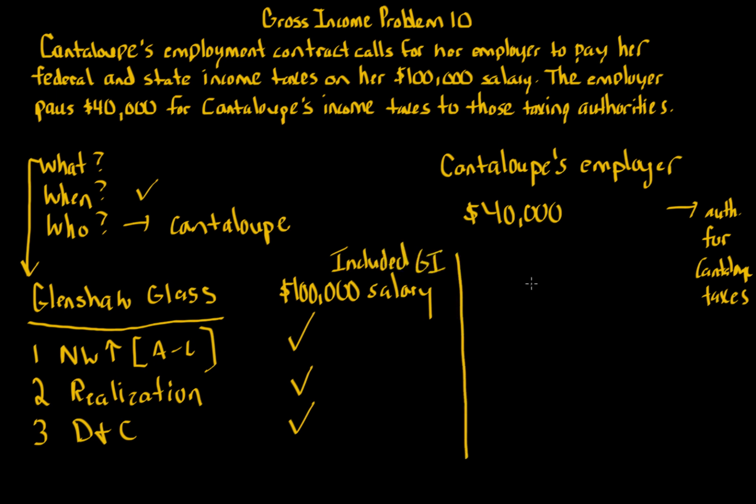What about the $40,000 in taxes? So net worth. Has net worth gone up? Is there any asset here? Increase in asset? No, there's not. There's no cash or assets being received. It's actually going directly to the taxing authorities. So does Cantaloupe have any asset increase, which is an economic benefit? No. But what about liabilities?